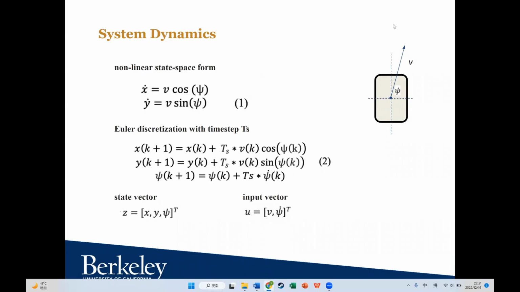In this case, we consider the dynamics of the delivery robot as a vehicle, and therefore the dynamic model is a nonlinear continuous-time model. The state space equations of the system are shown in the slide. X and Y are the global coordinates in the grid map. V is the velocity of the robot, and phi is the angle of current velocity with respect to the global x-axis. For computational convenience, we discretize the system using Euler discretization and set x, y, phi as the state variables, and the velocity and the angular acceleration as the input variables.